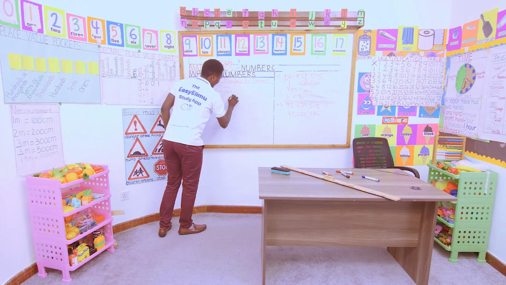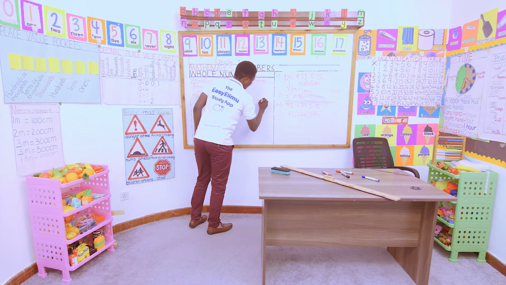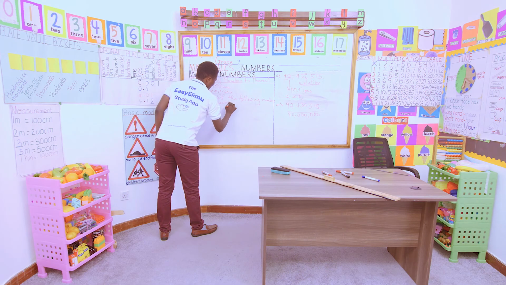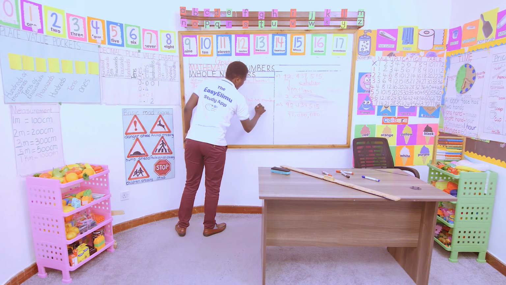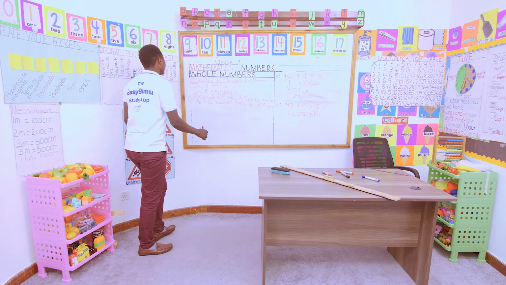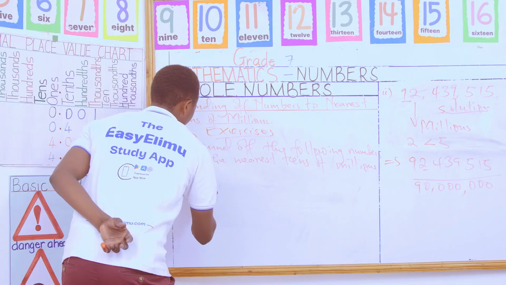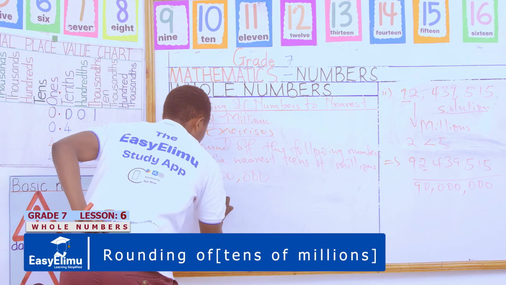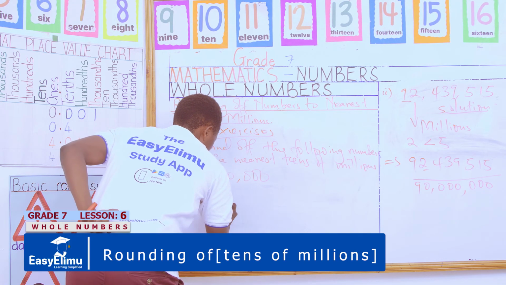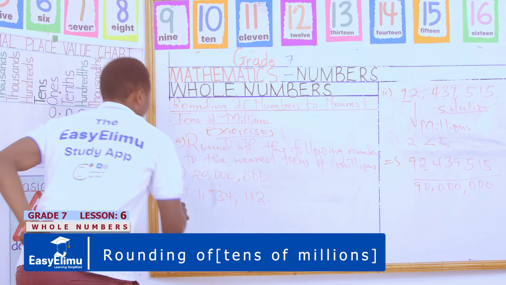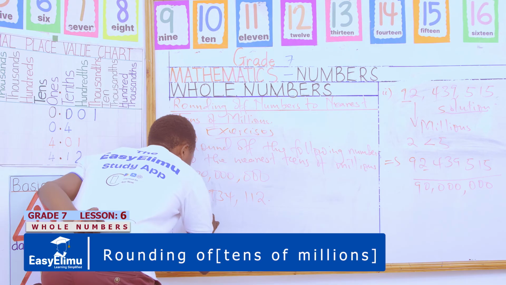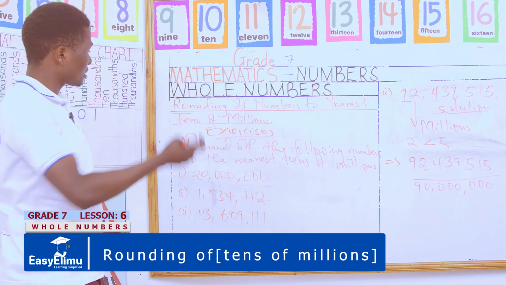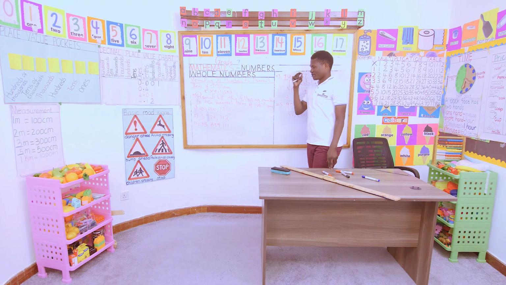Round off the following numbers to the nearest tens of millions. We have Roman 1, you can have 20 million. Roman 2, you can have 1,734,112. Roman 3, you can have 13,609,111. So do those ones to check whether you have actually understood what we have discussed today.